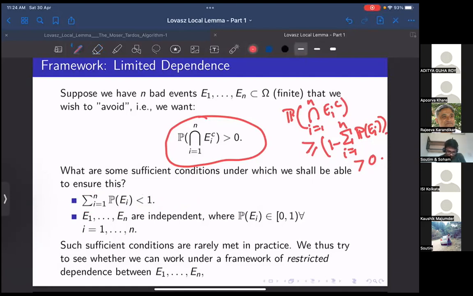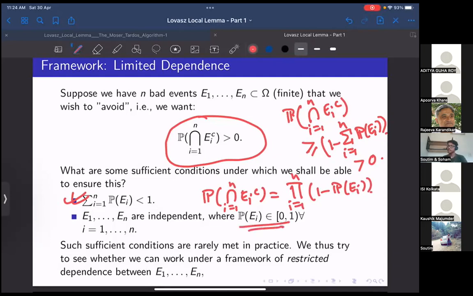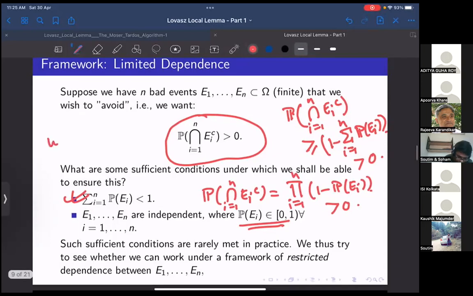So this is one sufficient condition. What is the second sufficient condition? That these bad events are independent of each other. If such a thing happens, then under the assumption of independence, we can write down that this is just the product. If none of them are sure events, then we can ensure that this is greater than 0. So we have managed to find, at least existentially, an omega in the sample space.